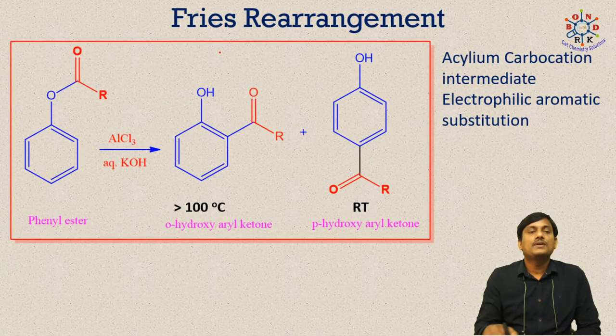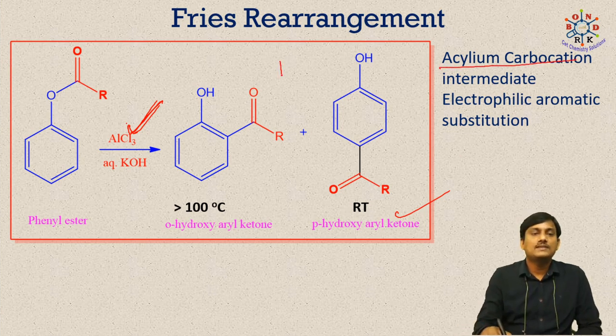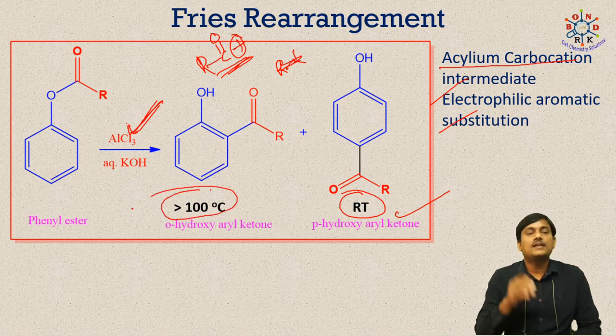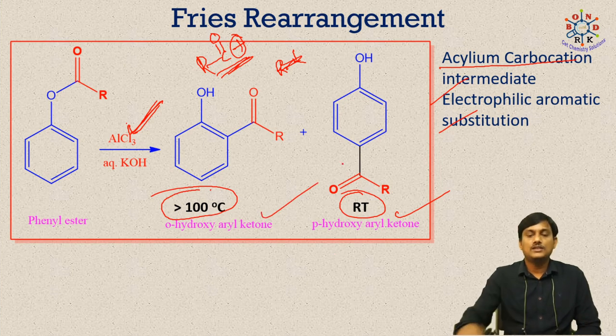Fries rearrangement. Phenyl esters in the presence of Lewis acids exhibit Fries rearrangement. In this rearrangement, we will get ortho-hydroxyaryl ketones and para-hydroxyaryl ketones. The intermediate which is formed in the rearrangement is the acylium carbocation. This is the intermediate you will get, RC double bond O plus, the acylium carbocation intermediate. This electrophile participates in the electrophilic substitution reaction. At low temperature, less than room temperature, you will get the para-hydroxyaryl ketone. At high temperature, greater than 100 degrees centigrade, you will get the ortho-hydroxyaryl ketone.